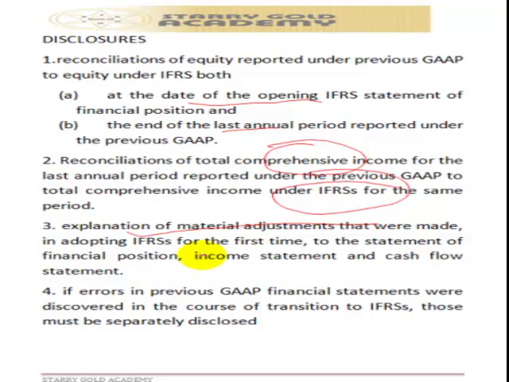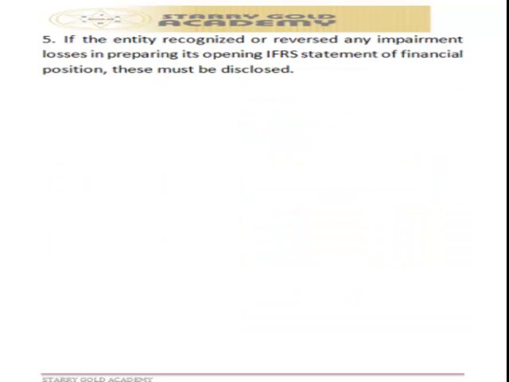Whenever you are adopting material IFRS for the first time, any material adjustment that is made to your record should be what? Disclosed. You must make a full disclosure. Then, the last thing is, if errors in previous GAAP financial statement were discovered in the course of transition to IFRS, then this must be separately disclosed. All error discovered in GAAP must be disclosed fully when converted to IFRS.